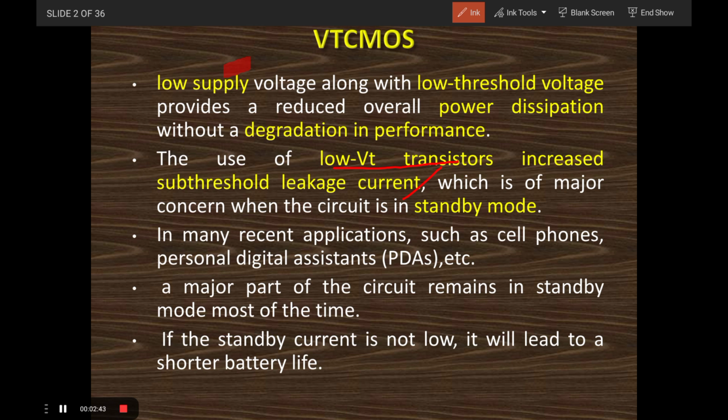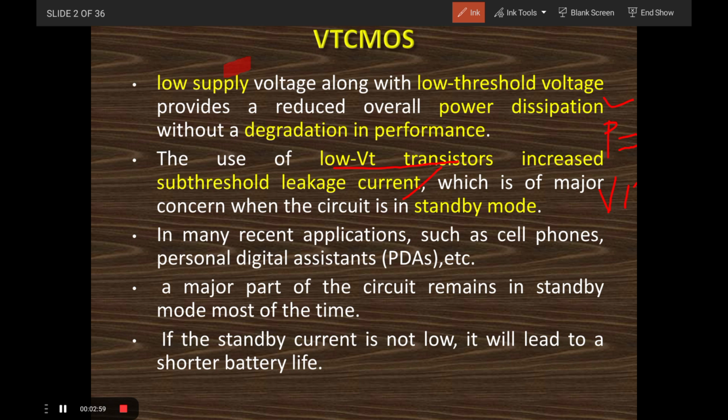That is one of the most important problems, because P is equal to VI. Okay, P is equal to VI. That means if the current increases, obviously the overall power dissipation also increases. That is a basic problem.